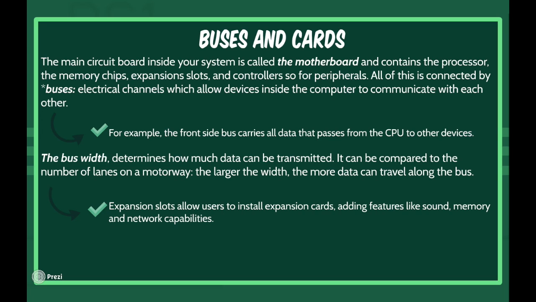For example, the front side bus carries all the data that passes from the CPU to all the devices. The bus width, or the bus size, determines how much data can be transmitted. It can be compared to the number of lanes on a road. The larger the width of the bus, the more data can travel through it. And expansion slots allow users to install expansion cards and features like sound, memory, and network capabilities.